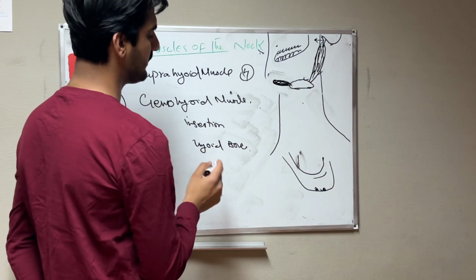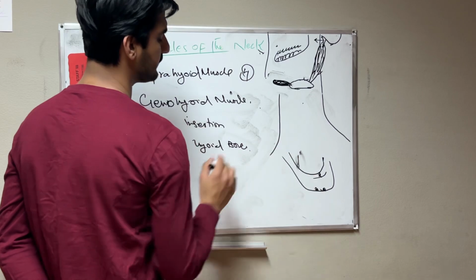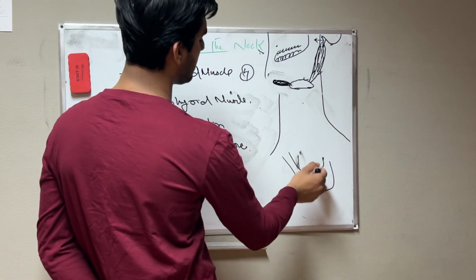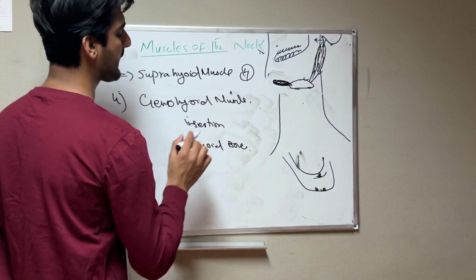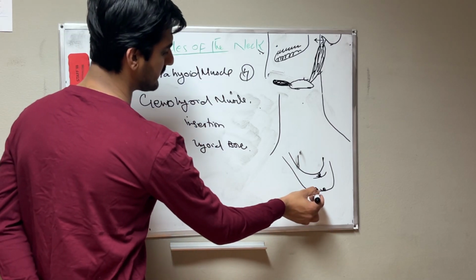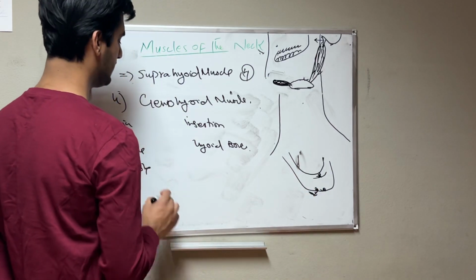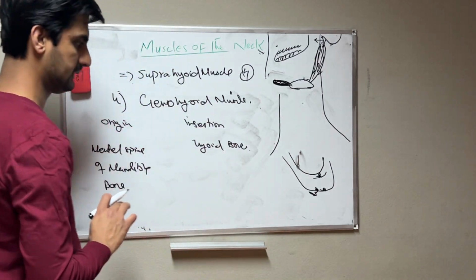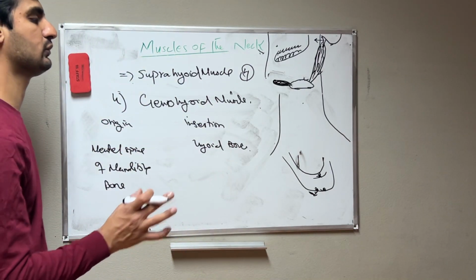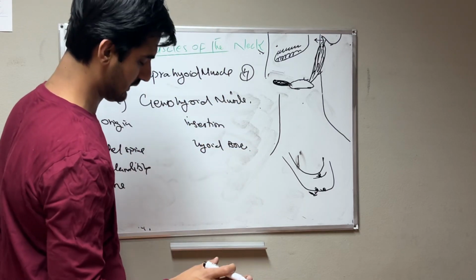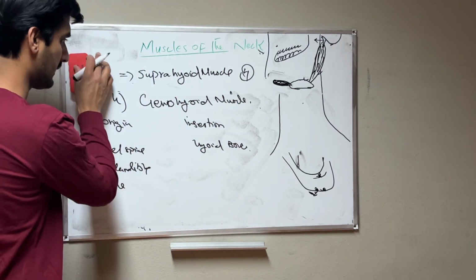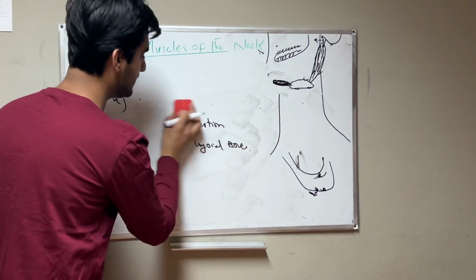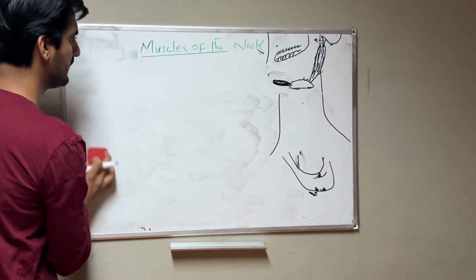Then we have the mylohyoid muscle, which originates from the mylohyoid line in the mandible bone and is inserted into the hyoid bone. The last one originates from the mental spine of the mandible bone. It means the geniohyoid muscle, inserted into the hyoid bone. This is called suprahyoid and infrahyoid, meaning above the hyoid bone and below the hyoid bone. We discussed the suprahyoid muscles. Then we have the infrahyoid muscles, which are below the hyoid bone.